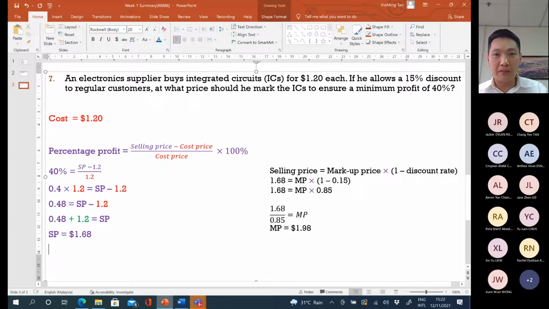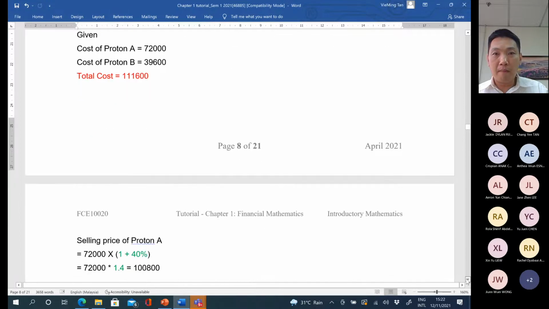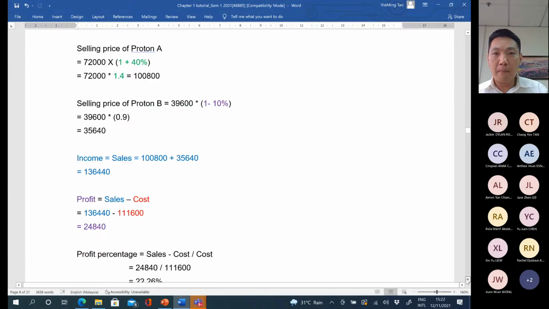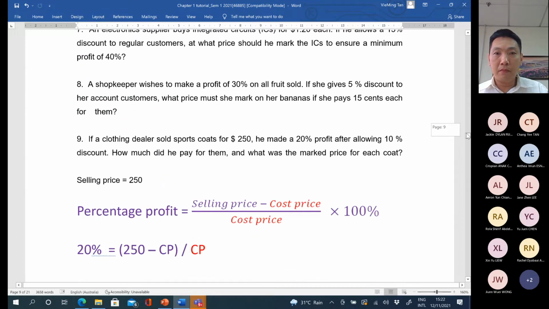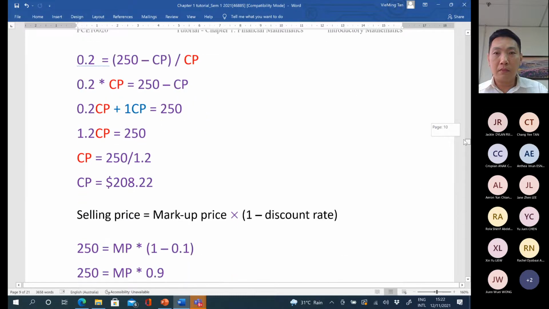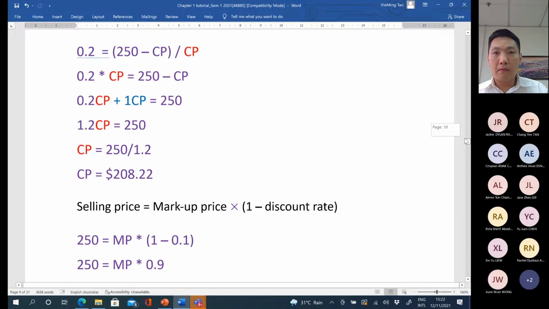Question number 7. I believe the rest should be quite easy for you now. Other questions should be quite straightforward.